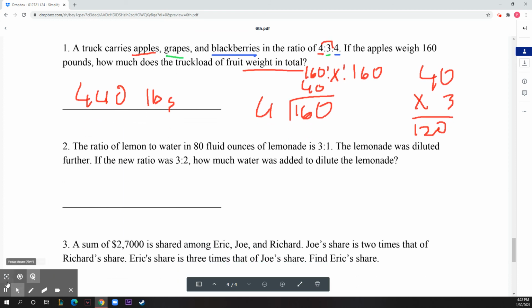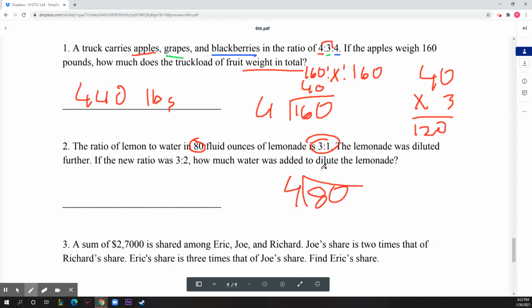Number 2, the ratio of lemon to water in 80 fluid ounces of lemonade is 3 to 1. If the lemonade was diluted further, if the new ratio was 3 to 2, how much water was added to dilute the lemonade? Okay, so first of all, 80 fluid ounces in total meets a ratio of 3 to 1. So what you first want to do is divide 80 into 4 equal bits, which is 20, okay? And so 20 times 3 is 60, and 20 times 1 is 20. So 60 and 20 makes 80 fluid ounces.